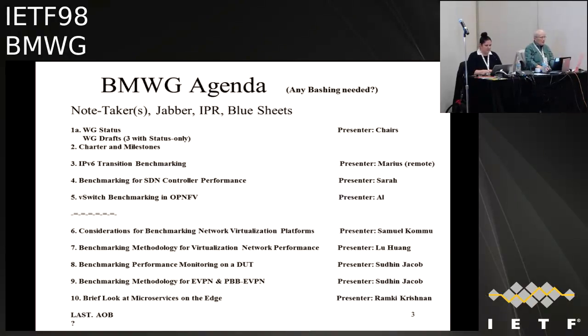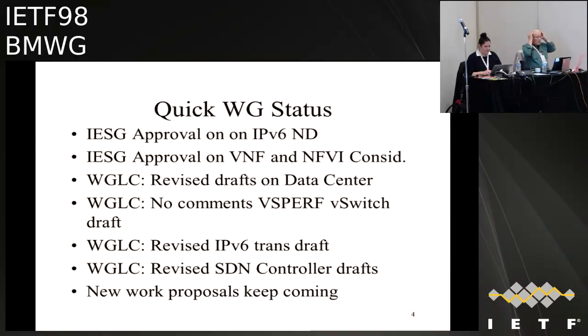So let's move on to the workgroup status, please. And here's the quick version. We've actually got quite a bit of success to report. We had a successful working group last call on the IPv6 neighbor discovery draft, and subsequent IESG approval. That went quite swimmingly well. So we've got that since the last meeting.